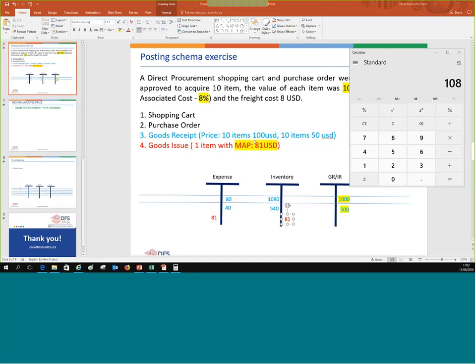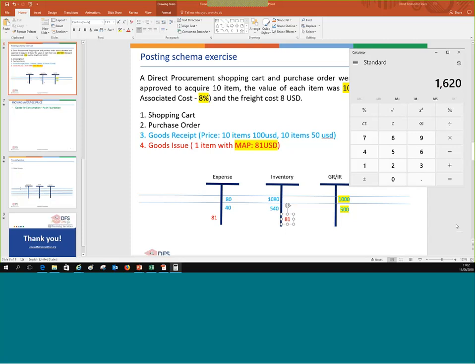After the second PO and the second good receipt, when more items are arriving to the stock with different prices, and this is a very simple example, but you can have stock with lots of items that are being acquired with different prices as the time goes on. So after the second good receipt, we have an inventory evaluated for this type of material that is 1080 plus 540. This is the total value of the inventory for that type of item.